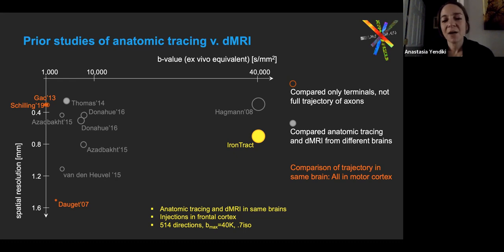And we have very high resolution, high angular resolution data, 500 directions, a Bmax of 40,000 and 0.7 millimeter isotropic resolution. I should point out that ex vivo in fixed tissue, the B value has to be about 4 times what it would have been in vivo, because the diffusivity of the tissue is lower. And so we have to increase the B value to get the same contrast as we would in vivo. So when you see 40,000 ex vivo, that's similar to about 10,000 in vivo.